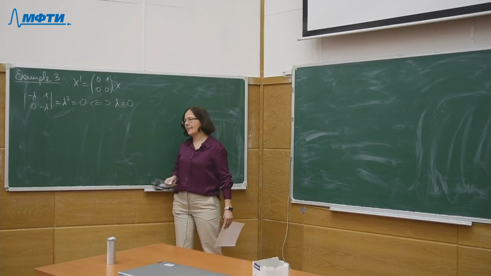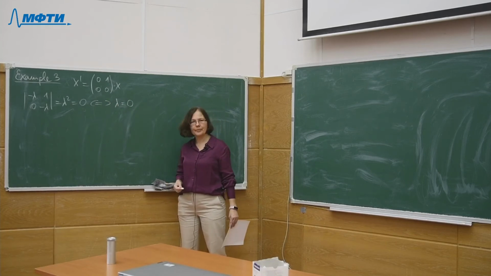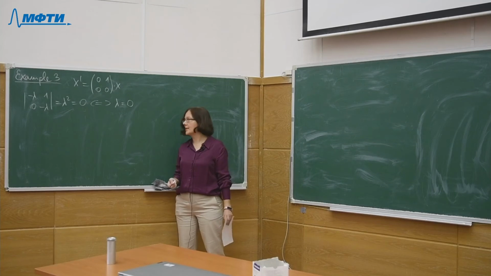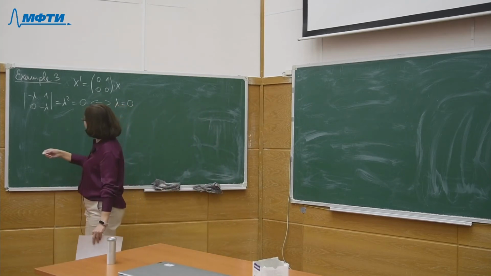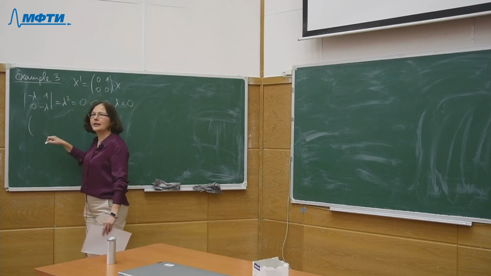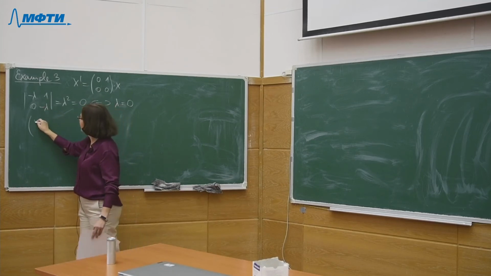So this is the multiple root. Lambda 0 equals 0 is a root of the characteristic equation. There are no other roots. And then let's try to find eigenvectors. Let's substitute 0 for lambda in our matrix. We will get this.